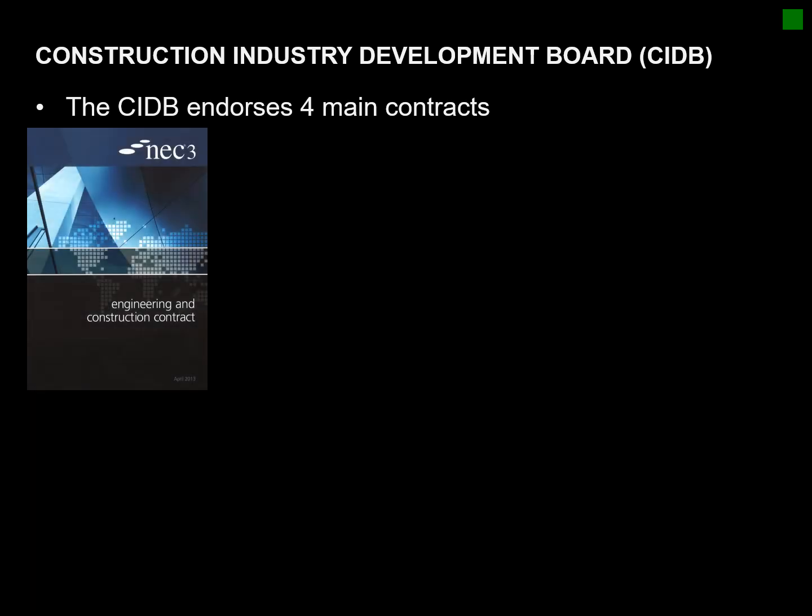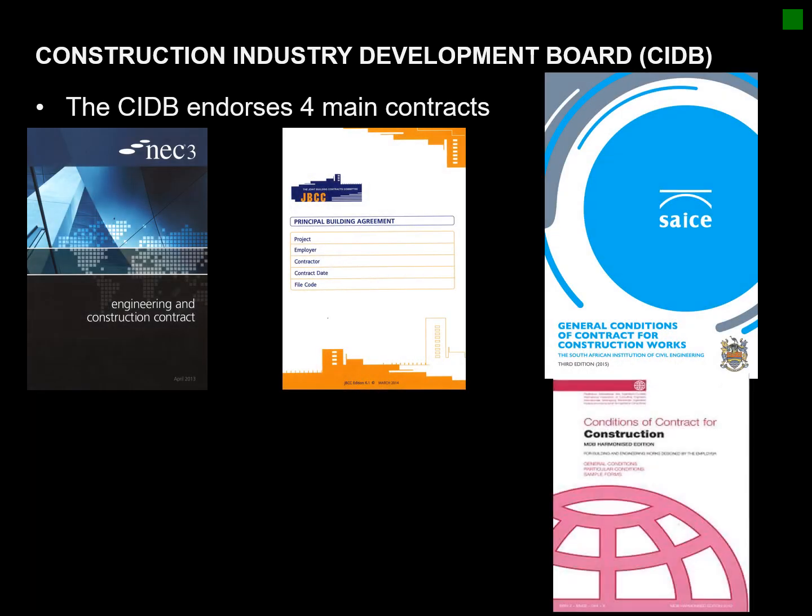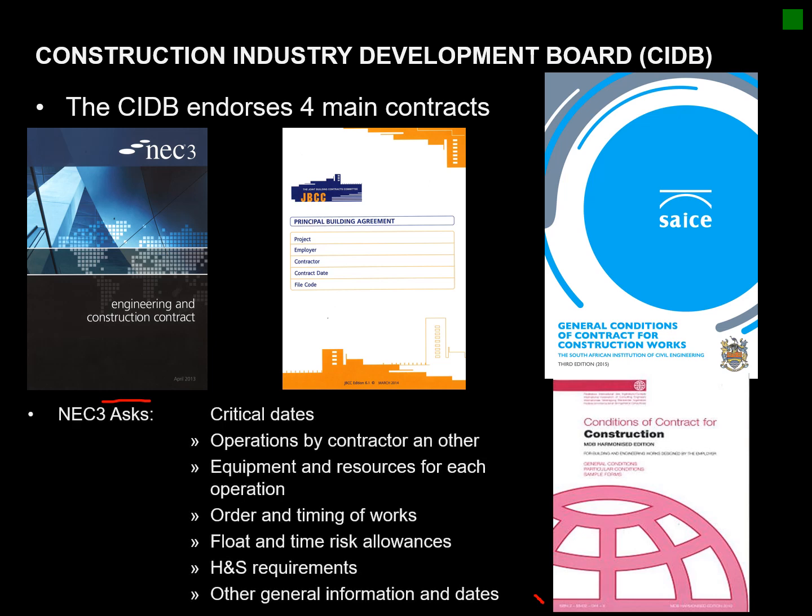Then the Construction Industry Development Board, just a couple of items. The CIDB endorses 4 contracts. Those are the contracts that I highlighted earlier. Please note that these are still the old contracts. The 2017 FIDIC came out, and the NEC 4 is also now a new contract being used. For instance, the example I highlighted earlier is the specific criteria that the NEC asks for, in comparison with the JBCC, which just specifies that there should be an approved program in place.